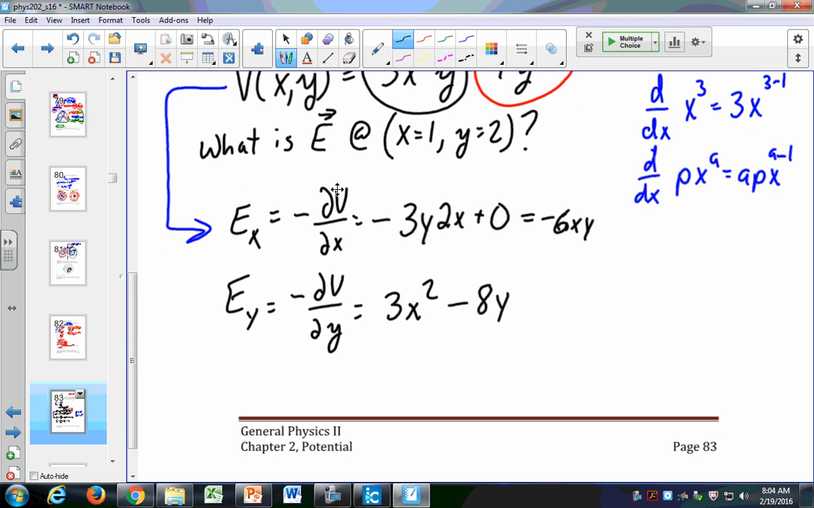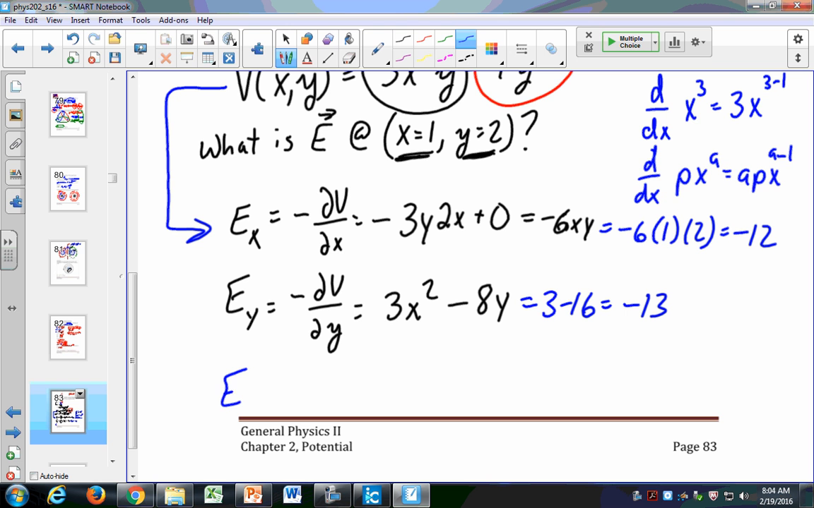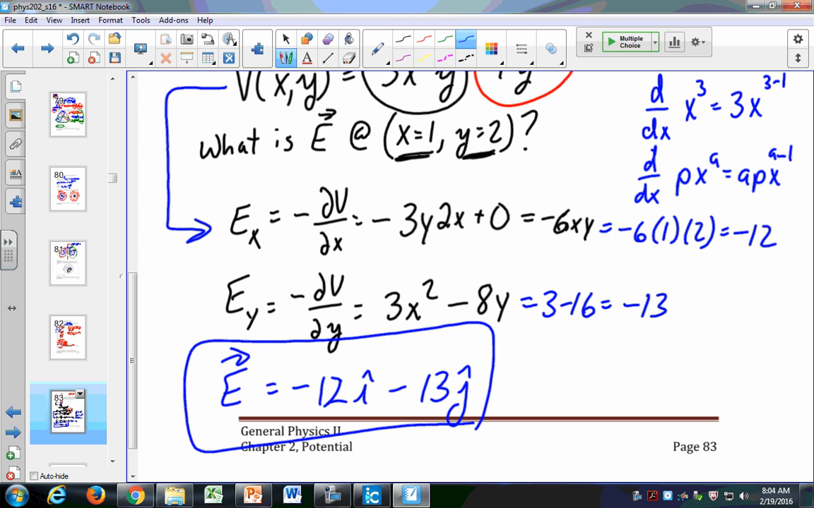So now if I want to know the electric field at x equal 1, x equal 2, I just plug in those values. So x equal 1, x equal 2, that'll be negative 6 times 1 times 2, which is negative 12. And this will be 3 minus 16, which is negative 13. And so my electric field here is going to be negative 12I minus 13J. That's in volts per meter or newtons per coulomb, depending on the units.